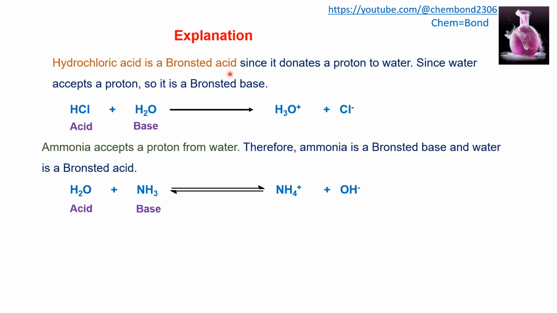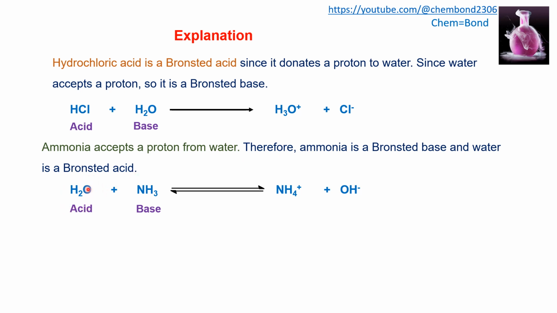Hydrochloric acid is a Bronsted acid since it donates a proton to water, and water accepts a proton, so it is a Bronsted base. In the reaction of hydrochloric acid with water, hydrochloric acid donates a proton to water. The species which donates a proton is known as an acid, and the species which accepts a proton is known as a base. If we treat ammonia with water, ammonia accepts a proton from water. Therefore, ammonia is a Bronsted base and water is a Bronsted acid.